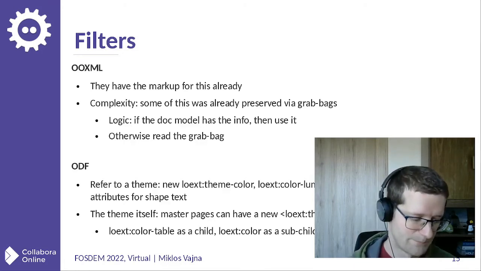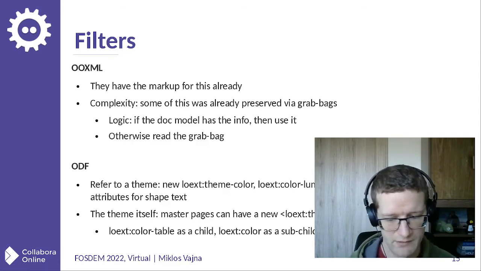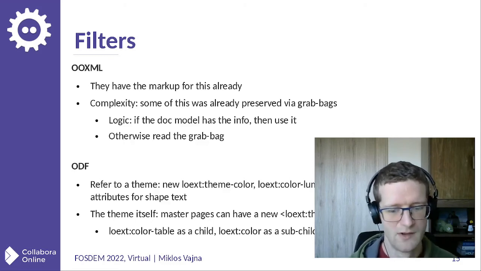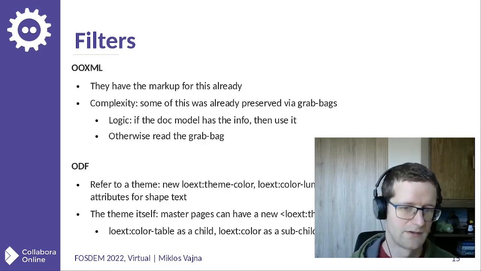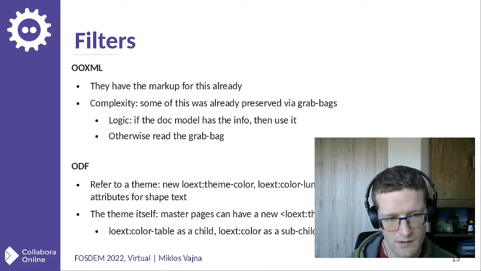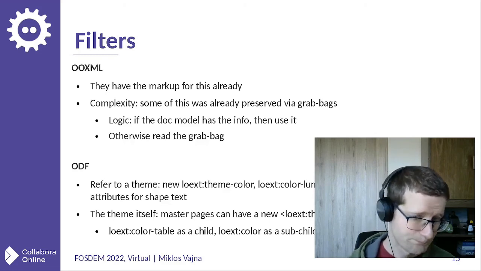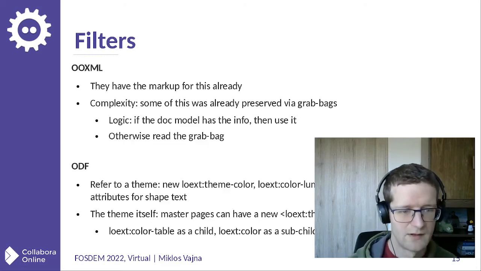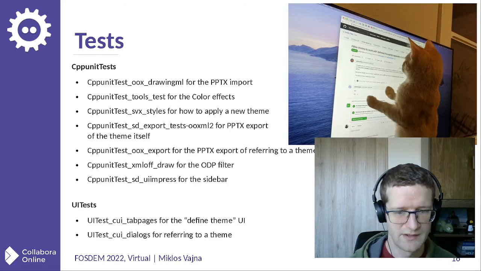This means that in case earlier you relied on at least preserving shape fill with theme colors, then this is not broken. But now the portion shape text color is actually a native thing without any grab bag. For ODF, this requires designing a bit of markup, but we already had markup for storing color palettes as a LibreOffice specific thing. So that's what I reused here. A master page can have a theme child element, and we can have a color table there, and inside that we can have an actual color.